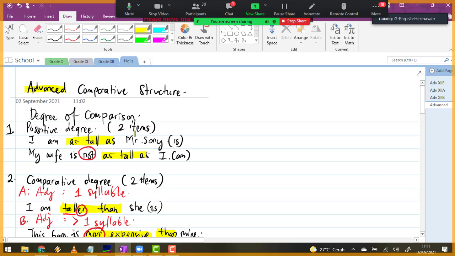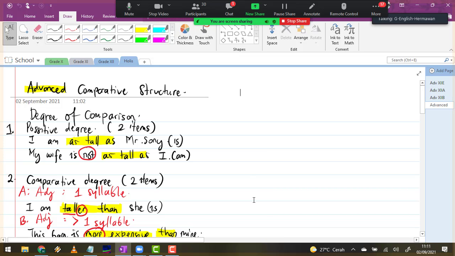There are 3 patterns for degree of comparison. This is the first. The first is positive degree. For positive degree, guys, we compare 2 items. And we use this pattern mainly for comparing 2 items which have the same quality.